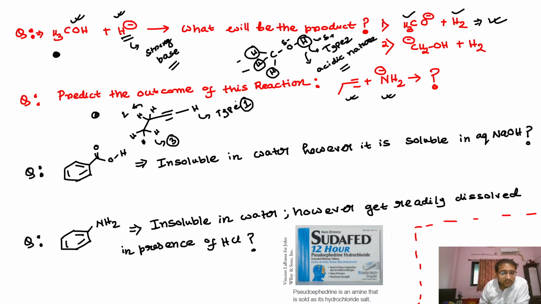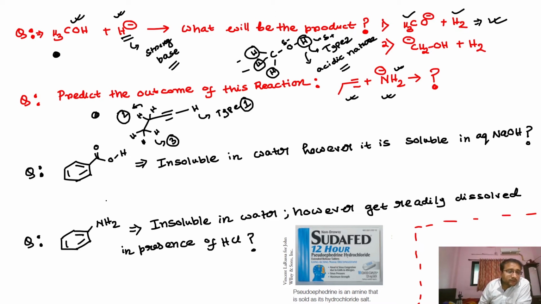So out of this type 1, type 2, type 3, you have to identify which hydrogen atom is most acidic in nature. That hydrogen atom will be taken up by this amide ion. Here I am giving you the hint. You can try to answer on your own. If you have any questions, you can ask me through the comment section.